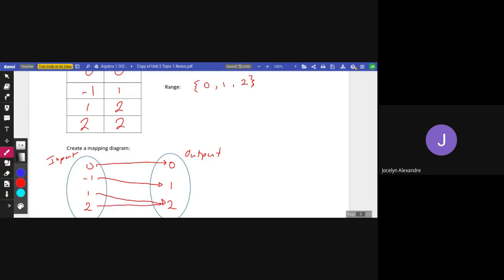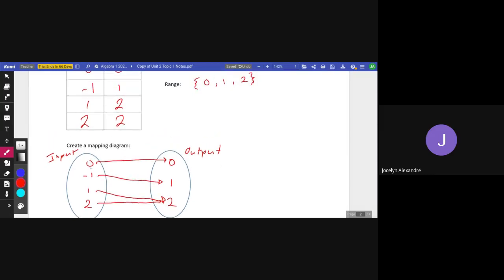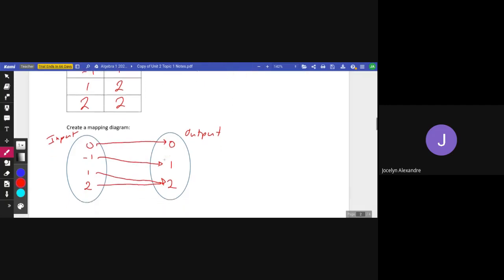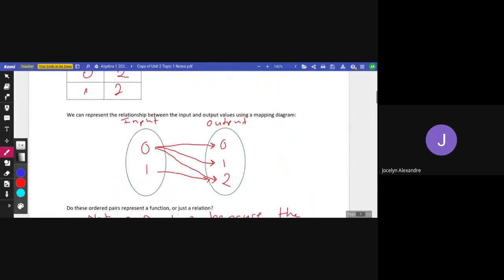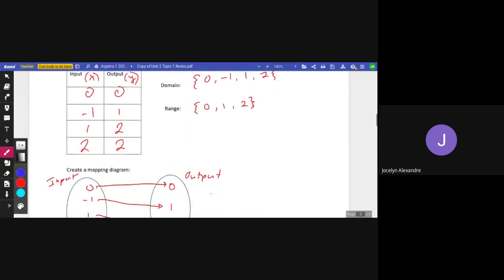Then for my input of 2, it maps to 2. So here's what's different about this one. You see that each of these 4 inputs only gives us 1 output. Now it doesn't matter that 2 different inputs have the same output, that's fine, because 1 maps to 2 and nothing else, 2 maps to 2 and nothing else, -1 maps to 1 and nothing else, and 0 maps to 0 and nothing else. The difference here is that we had 0 mapping to 3 different things, and that's not okay for it to be a function.